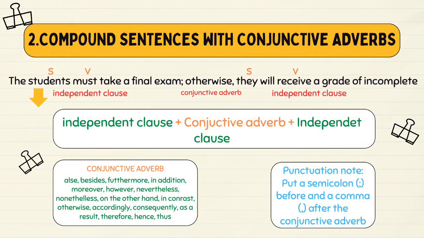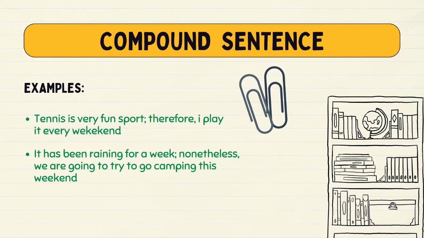The punctuation that we should use in a compound sentence with a conjunctive adverb is: we should put a semicolon before and a comma after the conjunctive adverb. Some other examples of compound sentences using a conjunctive adverb are: Tennis is a very fun sport; therefore, I play it every weekend. It has been raining for a week; nonetheless, we are going to go camping this weekend.